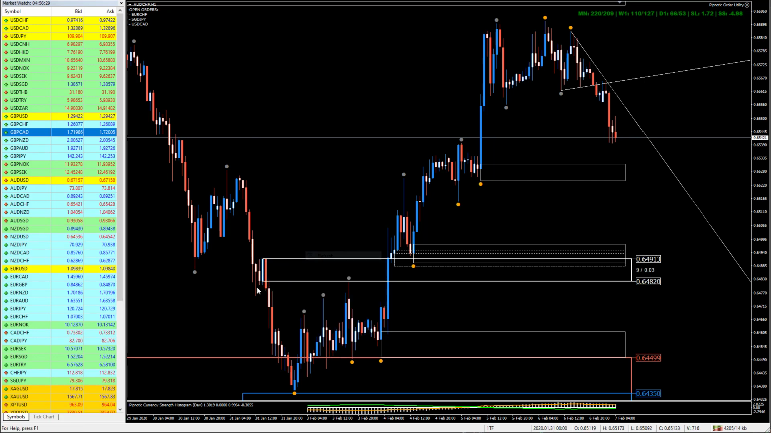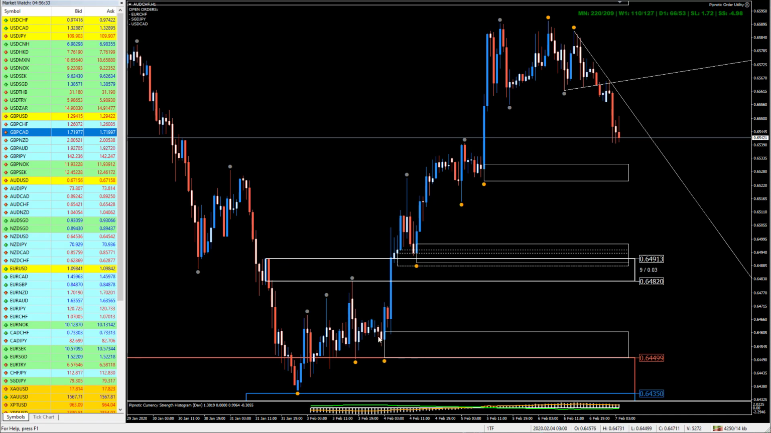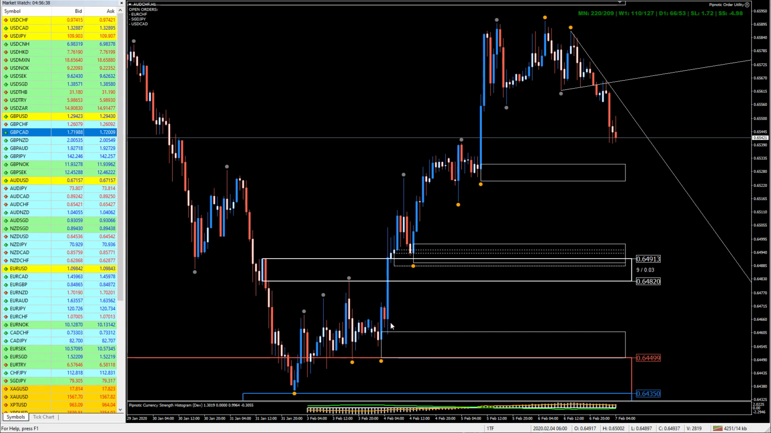Okay, so we had this here. It was tested. Price removed it. The area that removed it is this one here. The software found it nicely. So price rallied. We accumulated. The slingshot was pulled back, and then we popped north.